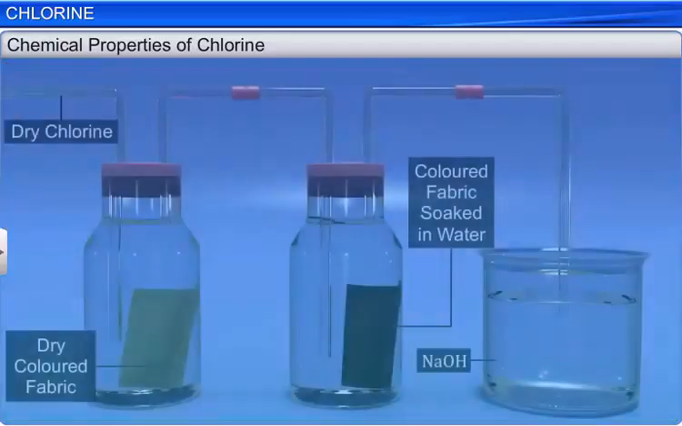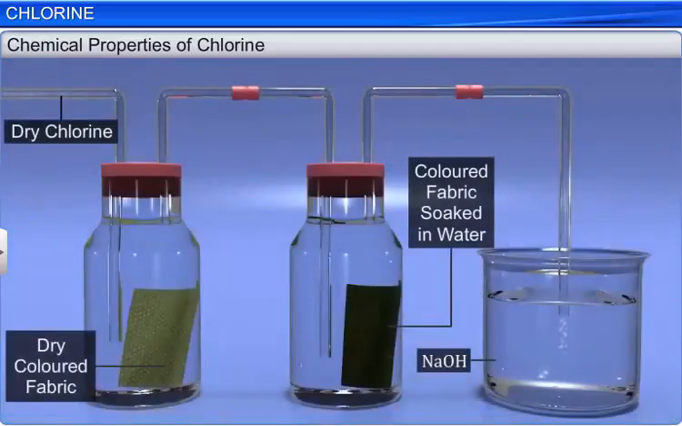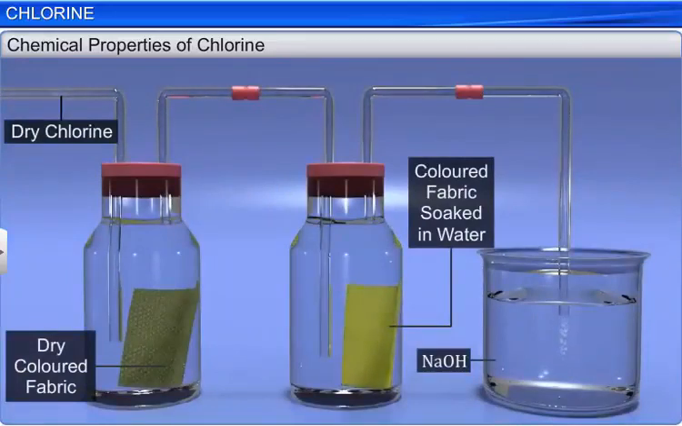As mentioned earlier, moist chlorine, due to the liberation of nascent oxygen, acts as a powerful bleaching agent. Its bleaching action is said to be permanent and oxidizing in character. Moist chlorine bleaches vegetable or organic matter.